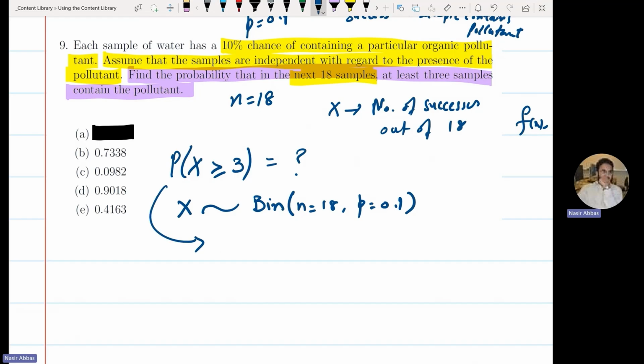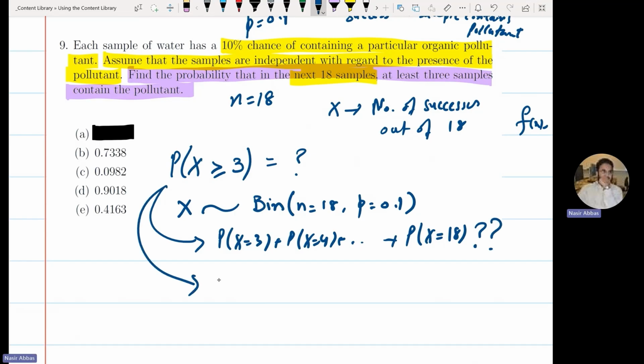So the required probability, if you solve it directly, how many probabilities do you have to find? You have to find probability x equals 3 plus x equals 4 plus all the way up to x equals 18. Too many probabilities. So what will you do? Complement.